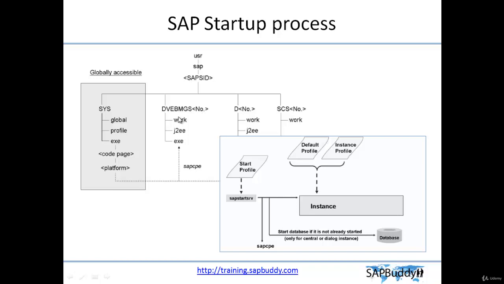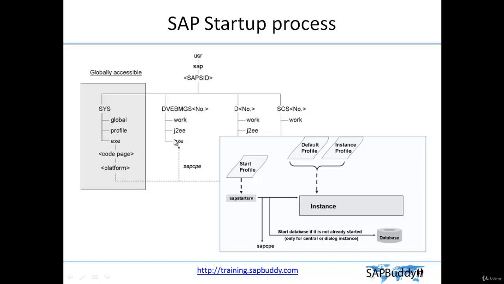Then you will have the work directory. Under this directory, one subdirectory called work. Generally, this is the working directory where you will find all the logs for this specific central instance. Then you will have the J2EE directory. This is for the Java related files, all the Java nodes and information. Then you will have exe, where you will have all the executables saved in this particular subdirectory.